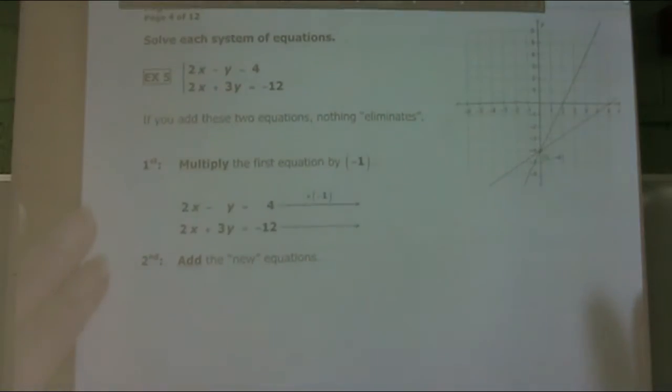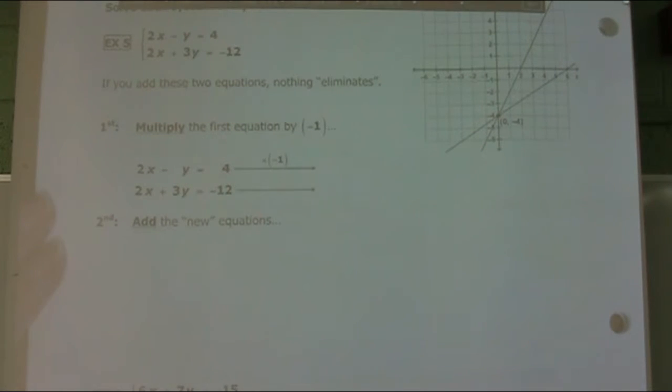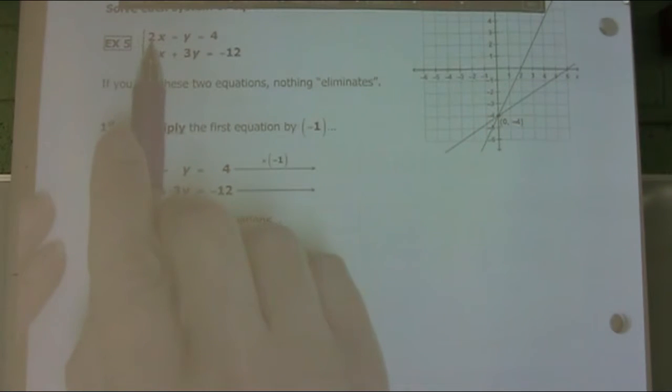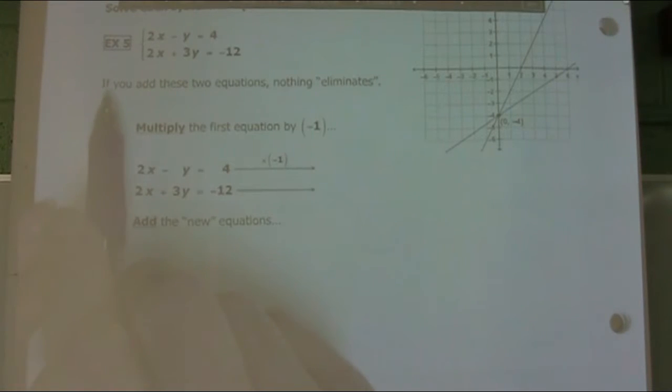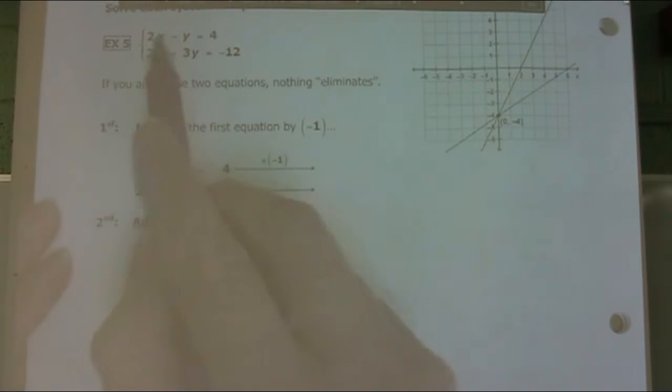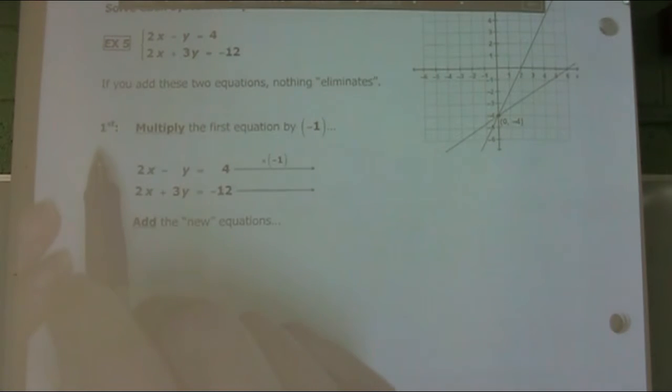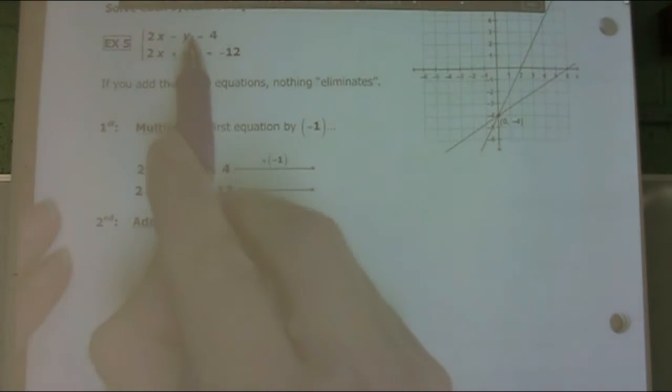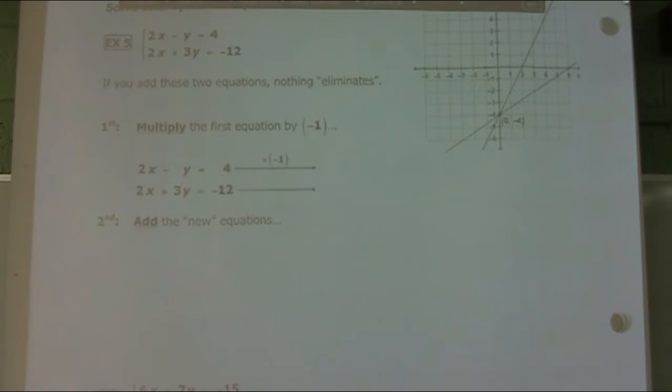Let's take a look at page 4, example number 5. Now, if we look at these two equations and simply add them together, what we notice is that nothing eliminates. 2x and 2x is going to give me 4x. Negative y and 3y is going to give me 2y. Nothing eliminates. So I need to do something to make an elimination happen.